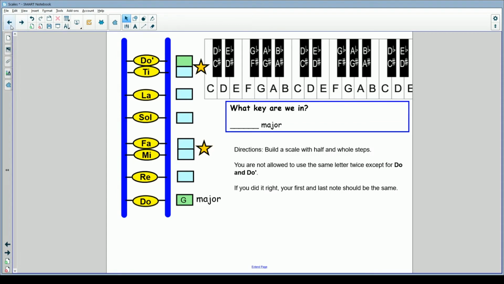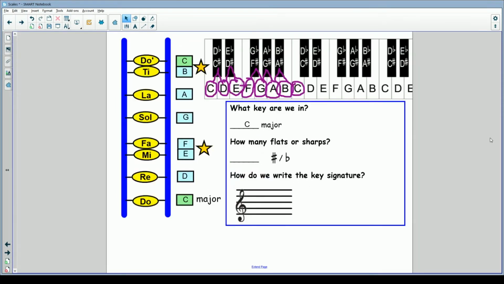So this is what we did just now. We were in C major. We started at C, and we went up the ladder, finding our whole steps and half steps, using this piano keyboard. Now, please note, there are half steps between mi and fa, and ti and do. Also note that I don't have any doubles of any letters except for do and do. Both of them are C's, and there's a reason for that. It's because they're both do.